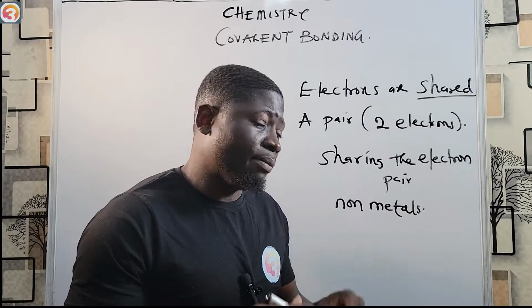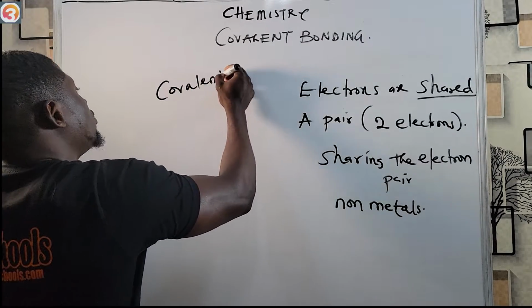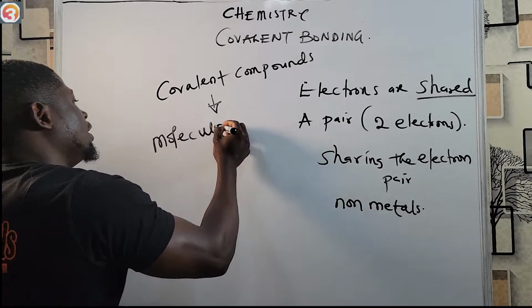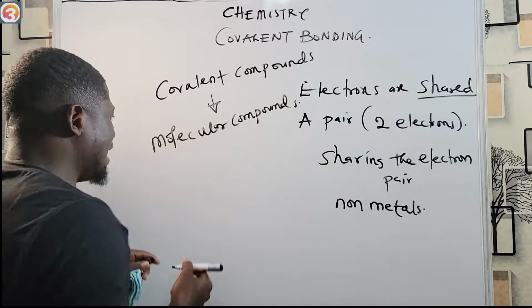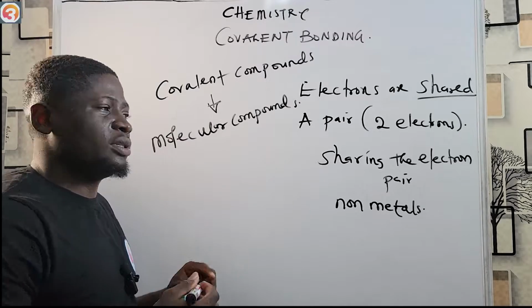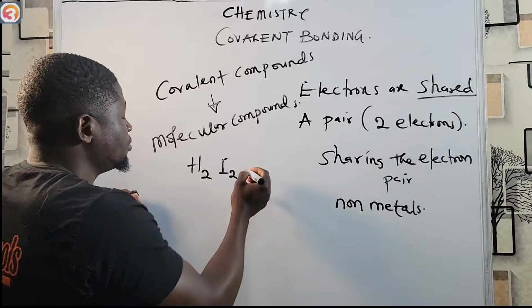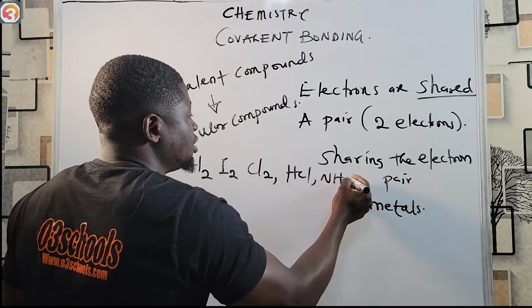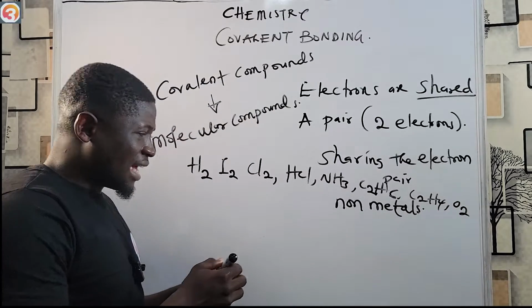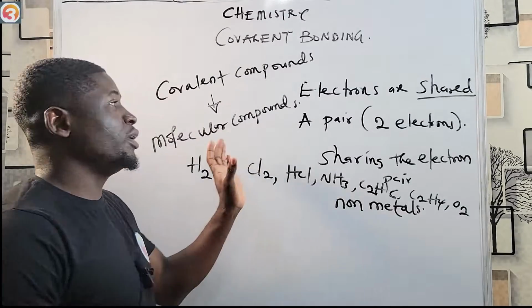Before I give you examples of covalent bonds, know that covalent compounds are also called molecular compounds. Why? They are called molecular compounds because they exist mostly as molecules. Examples of covalent compounds are what? We have hydrogen, H2, iodine, I2, Cl2, HCl, NH3, C2H6, C2H4, even O2, right? These are all covalent compounds. They exist mostly as molecules, and that is why we can also call them molecular compounds.